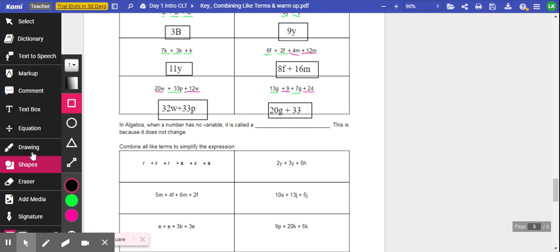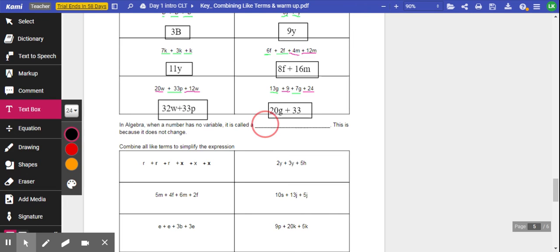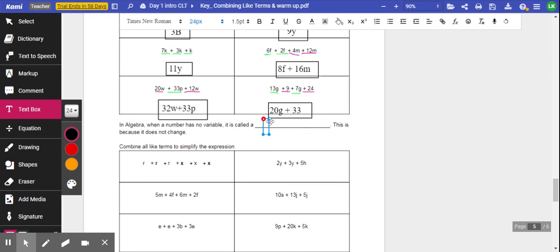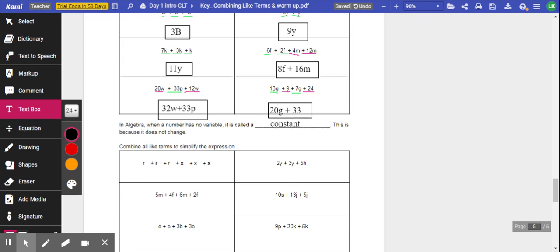So in algebra, when a number has no variable, it's called a constant. This is because it does not change. Something that's constant or happens constantly happens always the same without stopping.